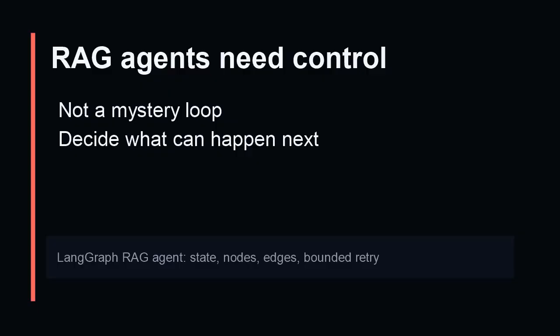A RAG agent should not be a mystery loop. If retrieval fails, the agent should not keep trying forever. A graph lets you decide exactly what can happen next.